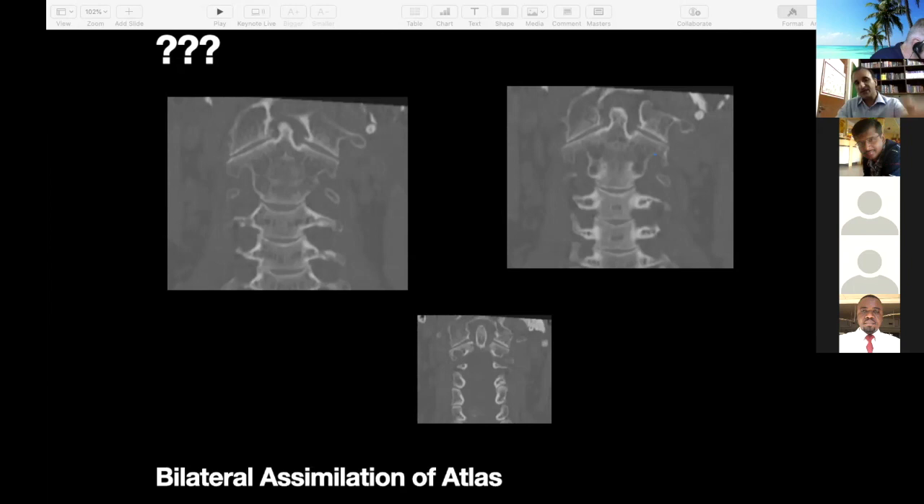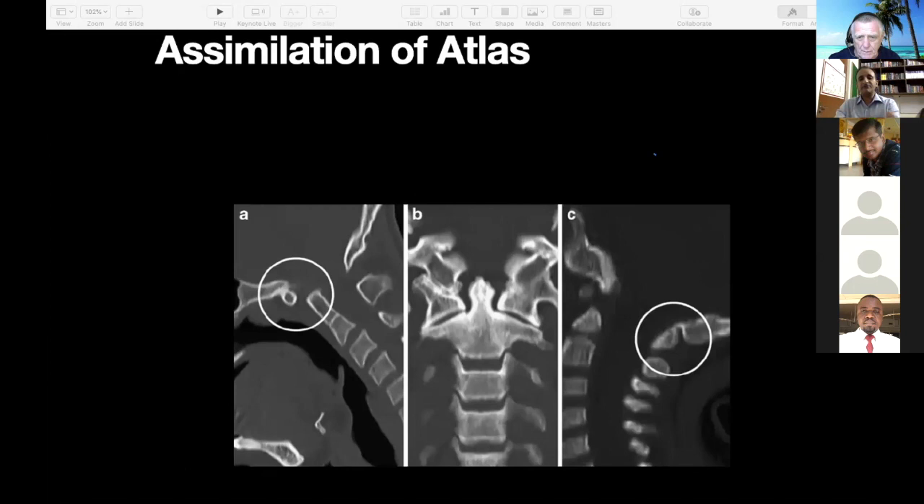Okay. I have shown various types of assimilation. Here you have part of anterior assimilation, the whole of posterior. Here you see there is some joint seen here, but nothing is seen here. Here, the anterior arch is free, whereas there is some fusion of the posterior arch. So there are varieties of assimilation of atlas, and you should see the CT scan cut by cut, one by one, to pick OC1.